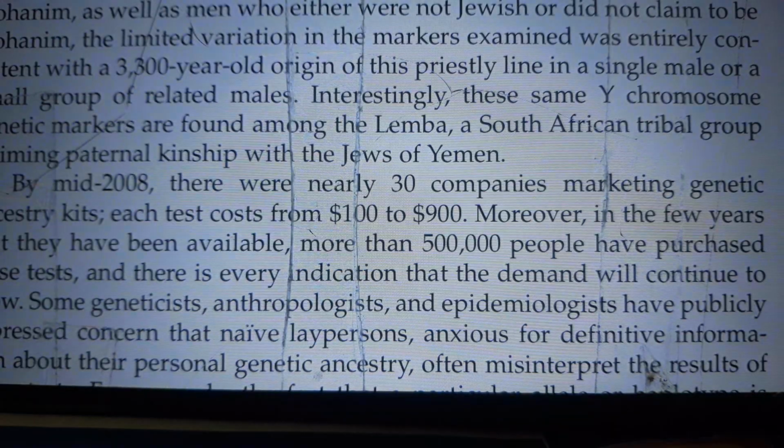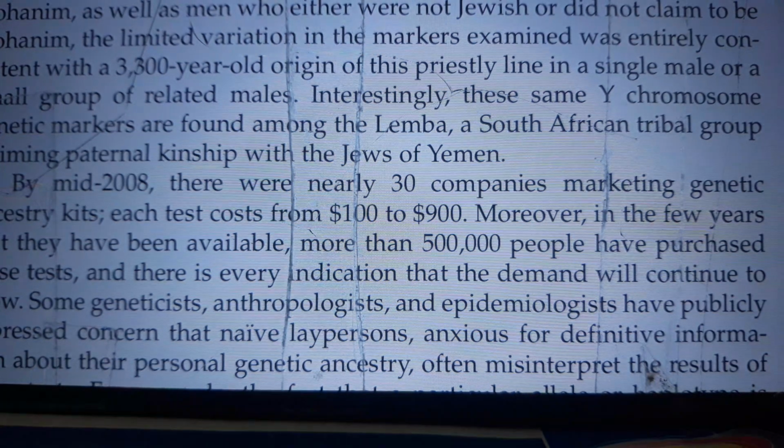When Y-linked genetic markers were examined among Jews claiming to be Kohanim, as well as men who either were not Jewish or did not claim to be Kohanim, the limited variation in the markers examined was entirely consistent with a 3,300-year-old origin of this priestly line in a single male or a male group of related males. Interestingly, these same Y chromosome genetic markers are found among the Lemba, a South African tribal group claiming paternal kinship with the Jews of Yemen.